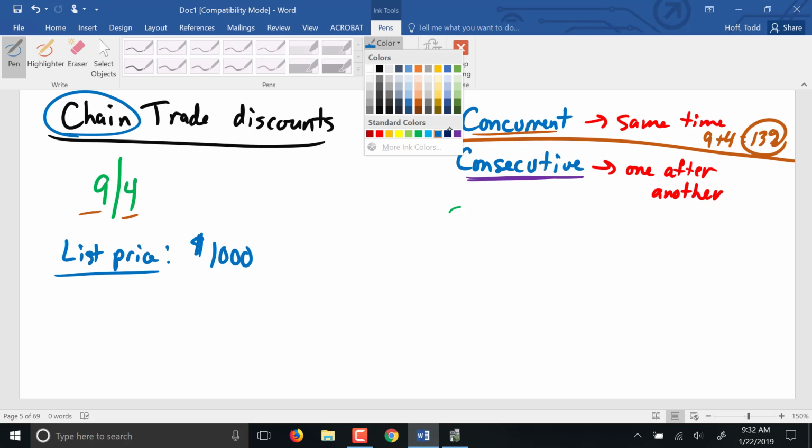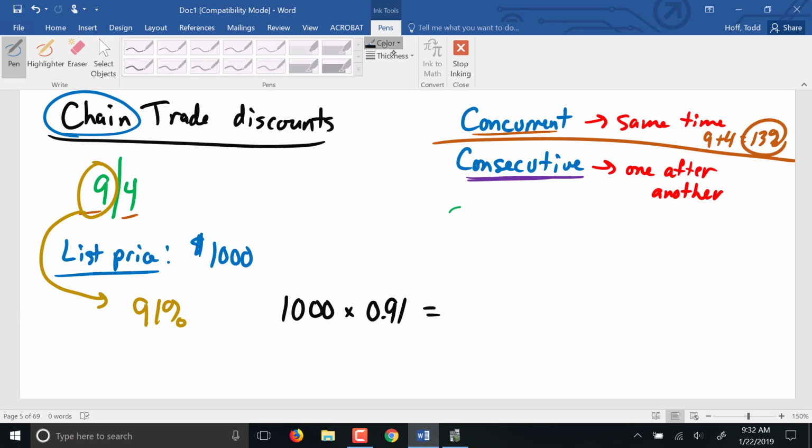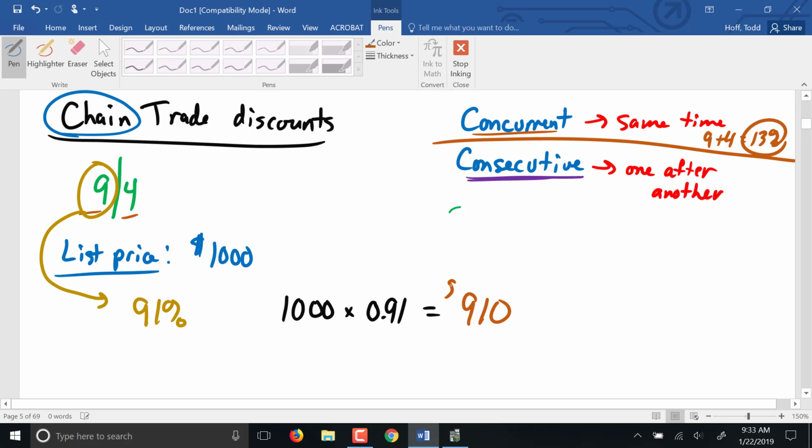The amount that would be paid here, the net price after the first discount of 9%: remember, 100% is the full price, and a 9% discount leaves us with 91% for the net price. Remember, 100 minus 9. So we would take that $1,000 times 0.91, the decimal form of 91%, giving us $910 after that first 9% discount.